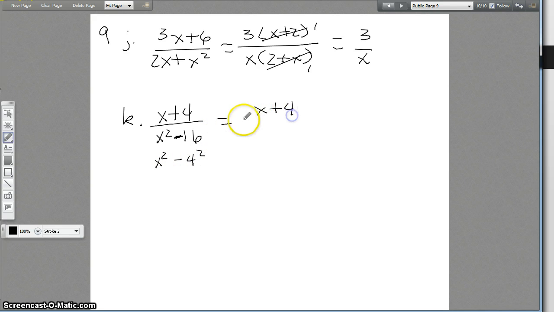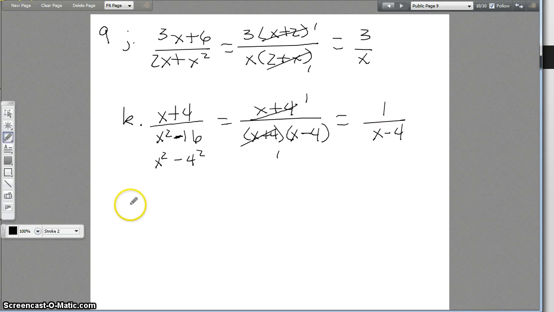I'm going to write my numerator again, x plus 4. My denominator, with the difference of 2 squares, I write the first term plus the second term times the first term minus the second term. So now we can see we have x plus 4 in the numerator and in the denominator, so we can divide both of those by x plus 4. x plus 4 divided by x plus 4 is going to be 1. And so we end up with 1 over x minus 4.